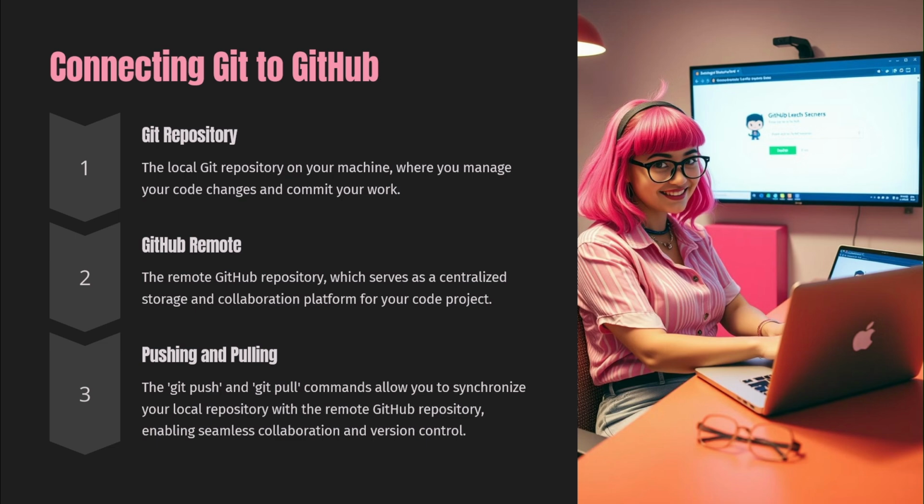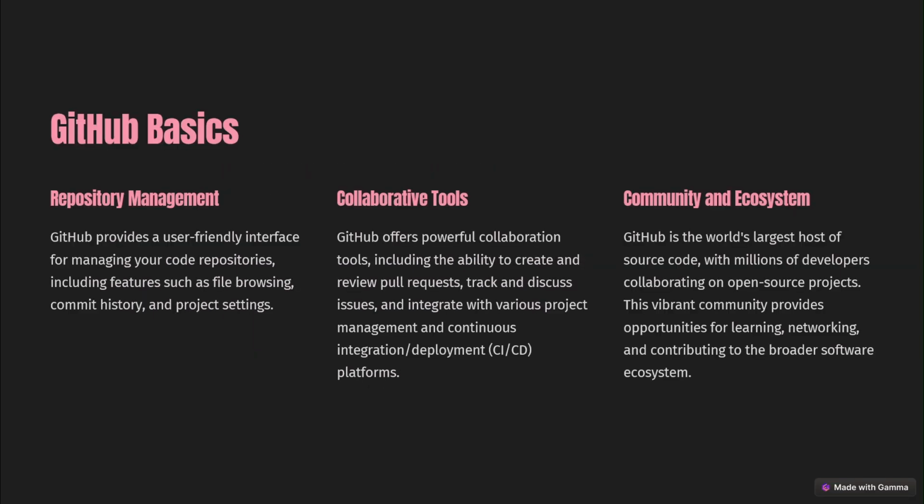Now let's talk about GitHub. GitHub is a place where you can store your Git projects online, share them with others and collaborate on them. You will find a local Git repository on your computer and a remote repository on GitHub. Git push. This is a command to upload your work from your computer to GitHub. Git pull. This downloads updates from GitHub to your computer.